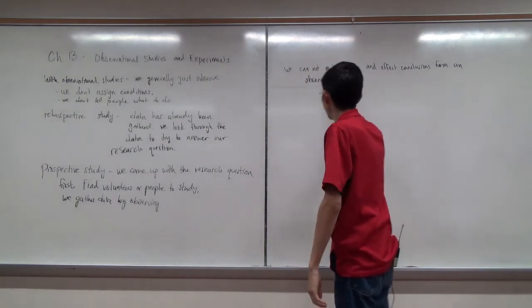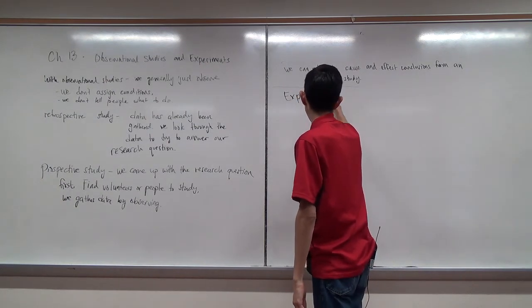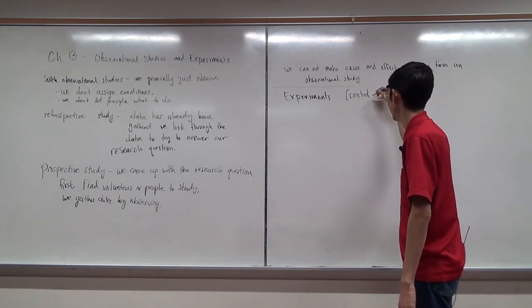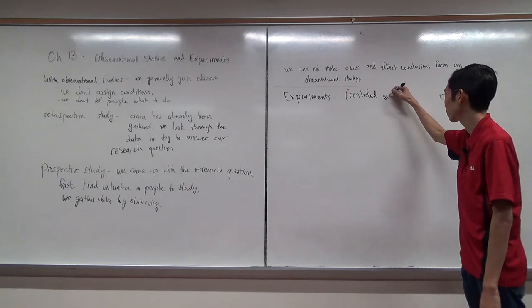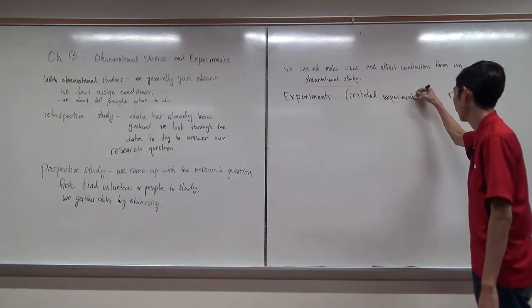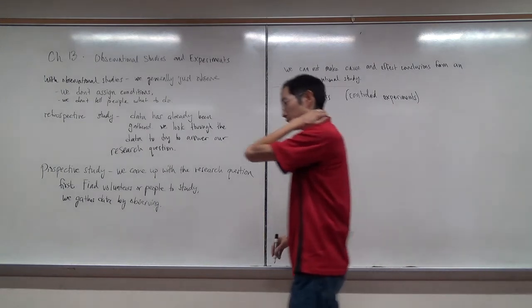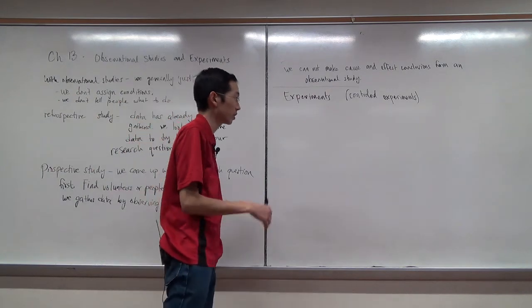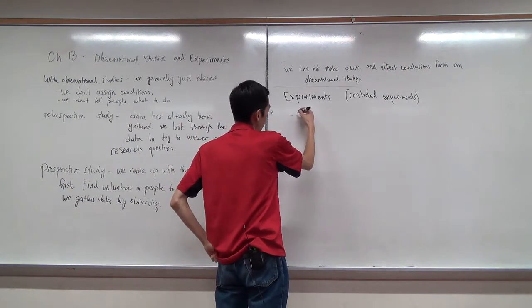On the other hand, we have experiments. Sometimes to indicate that there's an element of control, we might call these controlled experiments. In experiments, the researchers will assign the conditions of the subjects. Usually, here we have a research question.